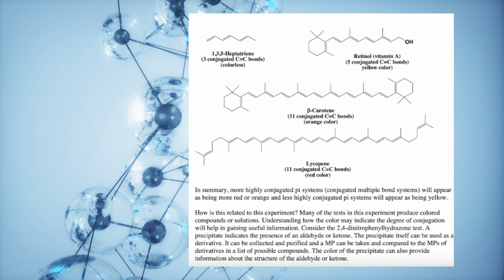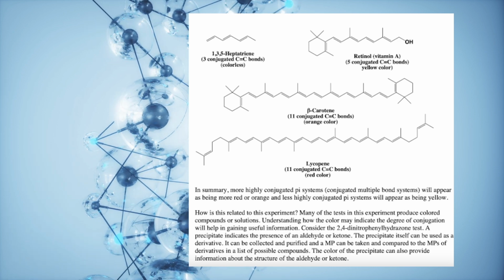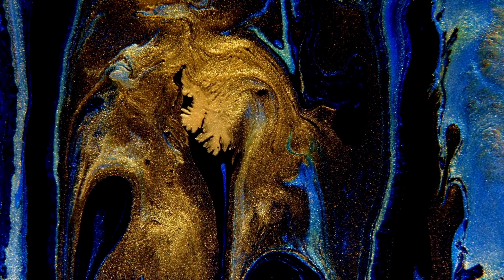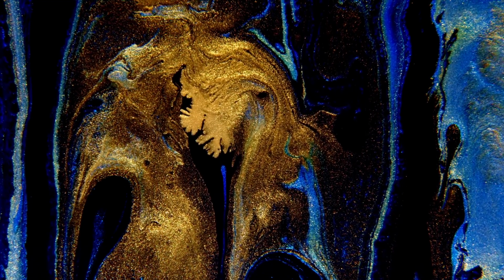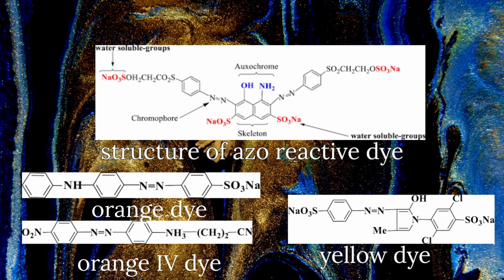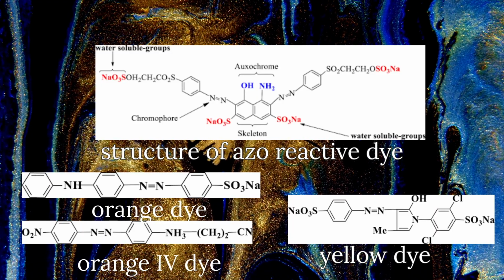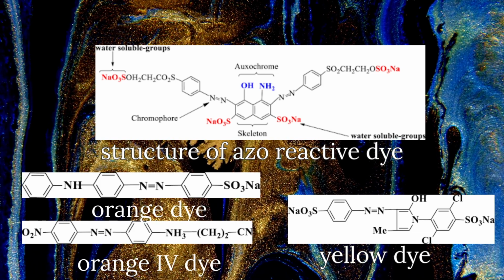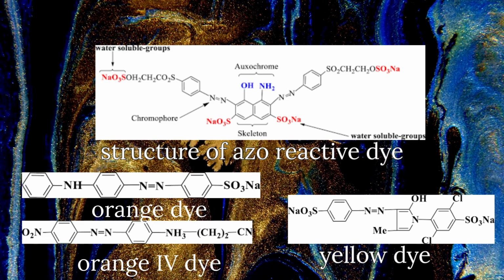When a molecule absorbs specific wavelengths of visible light, it causes electrons to transition from a lower energy orbital to a higher energy orbital. We perceive the complementary color of what is absorbed. So, if a molecule absorbs blue, we see orange. Or, if it absorbs green, we see red.